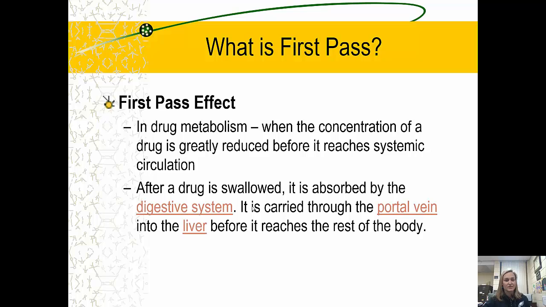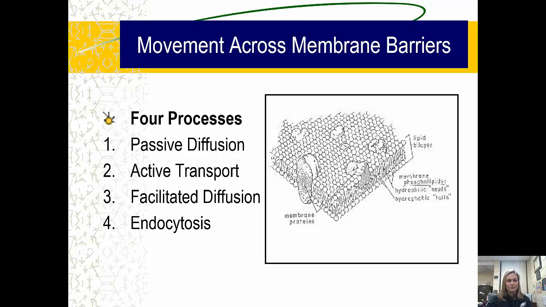And what is this first pass effect? In drug metabolism, when the concentration of a drug is greatly reduced before it gets to the circulation, that means it has a really high first pass effect. So if I take a drug in 100 milligrams and only 50 milligrams of that actually gets to my circulation, that has a high first pass effect. When I swallow it, and this happens a lot with oral medication, it's going to get absorbed in the digestive system first, and then it goes through the portal vein into the liver, and then it reaches the systemic circulation. So a lot of it is actually broken down before it gets to the circulation.